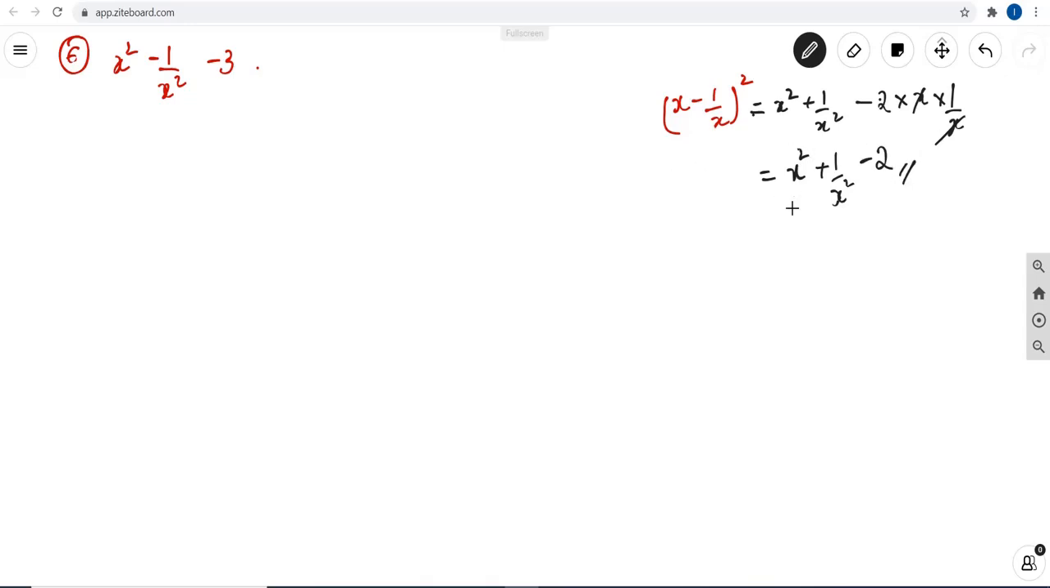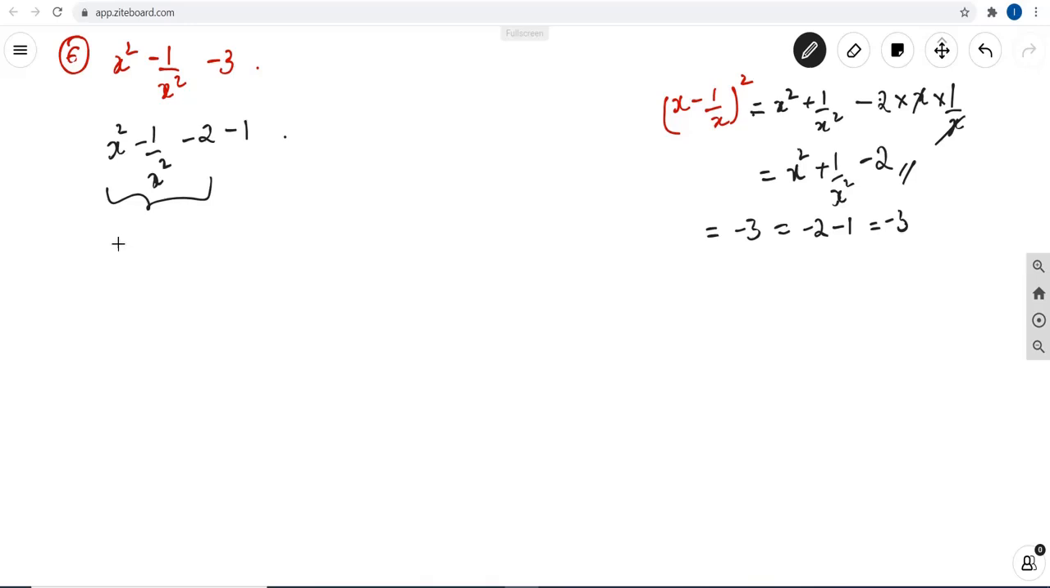Now what is in the problem? In the problem, it has been given as minus 3. So minus 3, I can write it as minus 2 minus 1. Okay, we'll start solving the problem now. So x square minus 1 by x square minus 3, I can rewrite it as minus 2 minus 1. Fine, all of you. So this one, I'll make it as a minus b whole square.